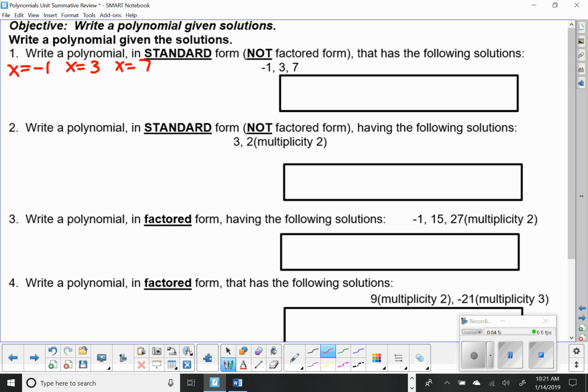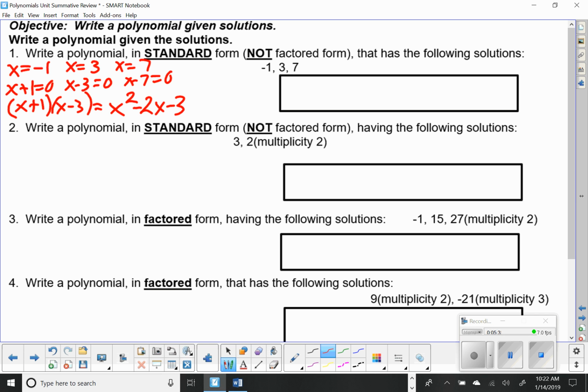I need to get these equal to 0. So it's x plus 1 equals 0, x minus 3 is equal to 0, x minus 7 is equal to 0. I now have all my factors. So the first thing I'm going to do is FOIL x plus 1 times x minus 3. I'm going to get the x minus 7 in a minute. This gives me x squared, then x times minus 3 is negative 3, plus 1 means it's minus 2x. 1 times negative 3 is minus 3.